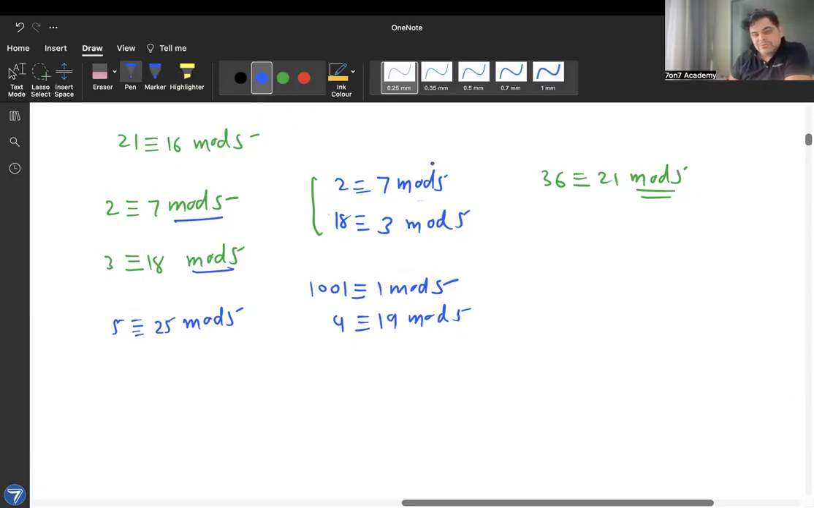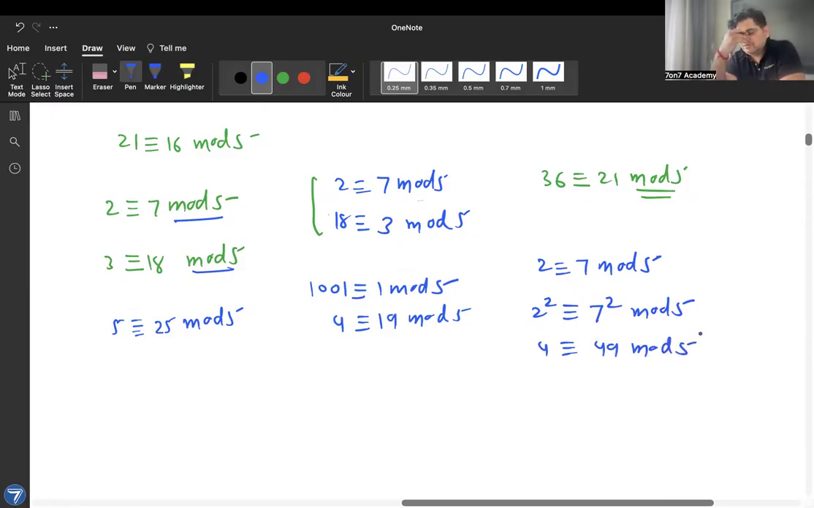So can I square both? If I have 2 congruent to 7 mod 5, can I write 2 squared congruent to 7 squared mod 5? Yeah, this is congruent to 49 mod 5. Anvika, are you understanding? Yes, sir. Okay, you tell me, if I have 21 congruent to 1 mod 5, can I multiply it by 2? Can I multiply by any number?